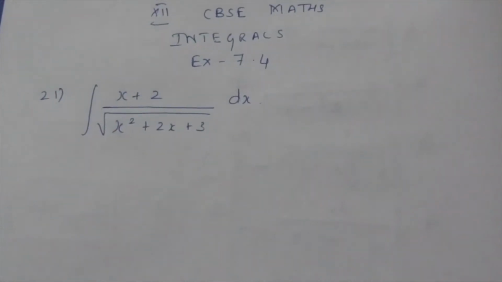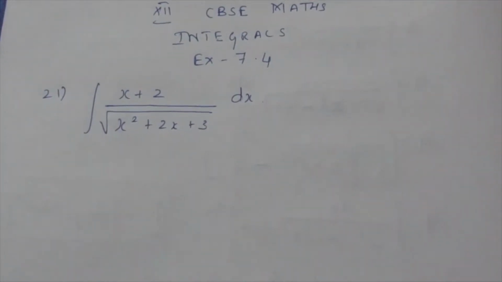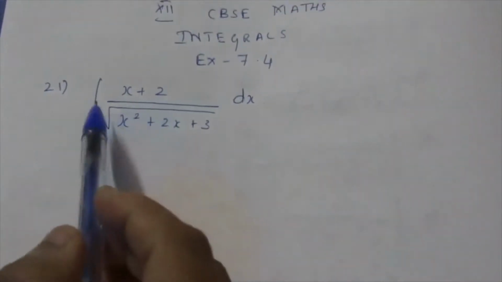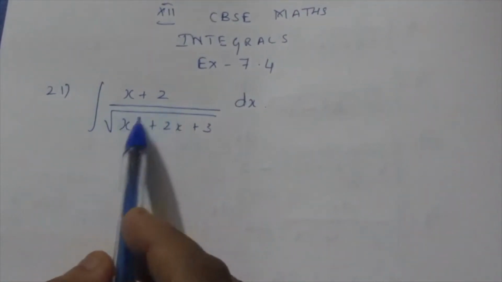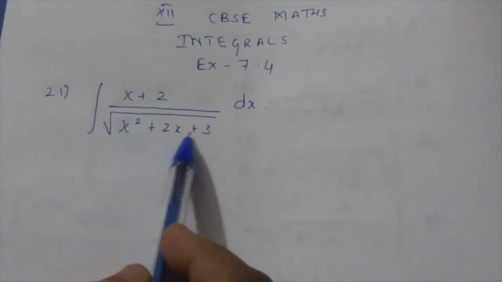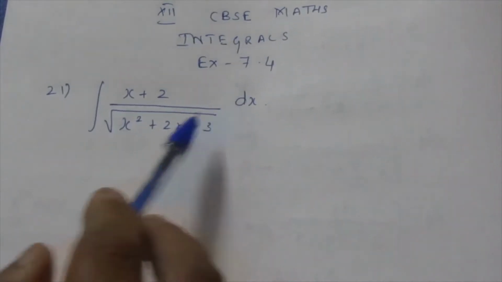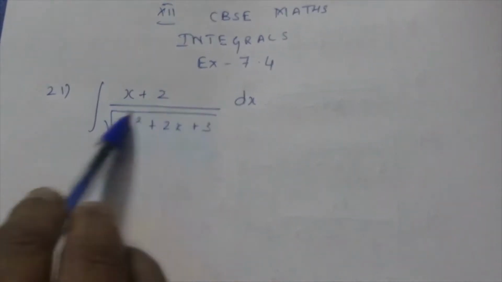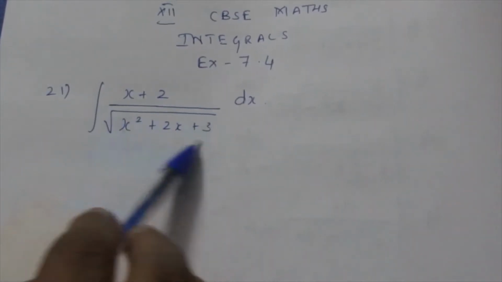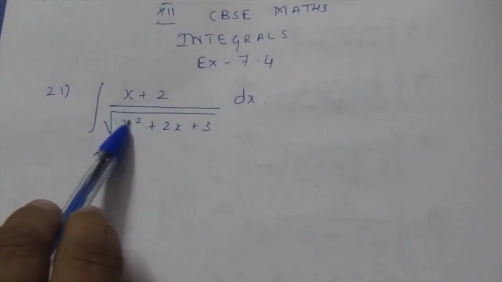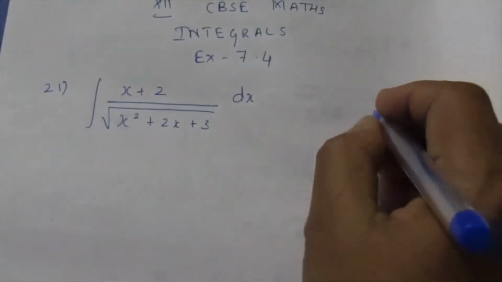Today we are going to see 12 CBSE Maths Integrals Exercise 7.4 question number 21. Let's see the question. Integrate x plus 2 by root of x square plus 2x plus 3 dx. Here, if you differentiate the denominator, you will not get the numerator, as we have 2x plus 2.